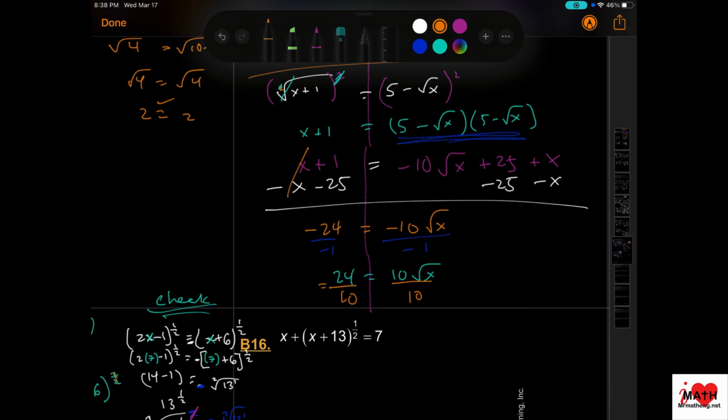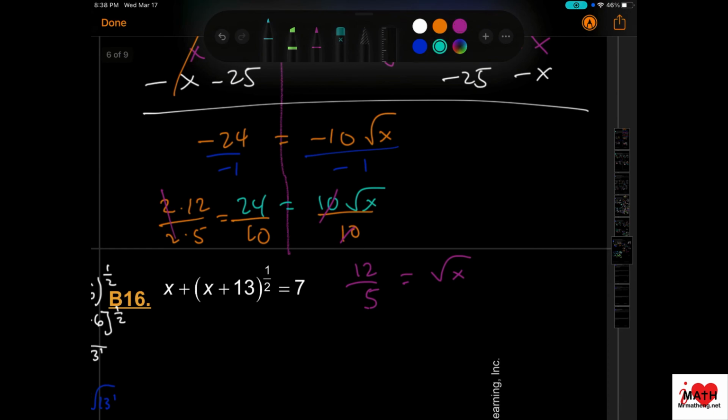So this is 2 times 12, 2 times 5. Cancel the 2's, then you're left with 12/5. 12/5 is equal to square root of x. And to get rid of that, I can just square it. Remember, the invisible 2 and the radical sign are gone, so you're left with x.